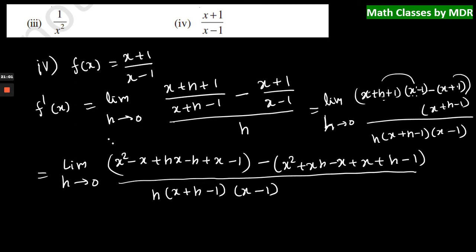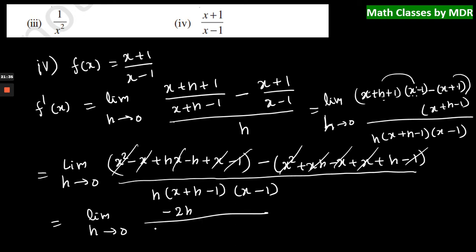Right? Now let us try to simplify it. Here this x square, this x square will get cancelled. Minus x plus x will get cancelled. Hx also will get cancelled. Right? So we are left with, I think minus 1 gets cancelled. So now we are left with minus h, minus of plus h is minus h, so those will not get cancelled. So what we'll have is limit h tends to 0 of minus 2h whole divided by h into (x plus h minus 1) into (x minus 1). So this h gets cancelled here.